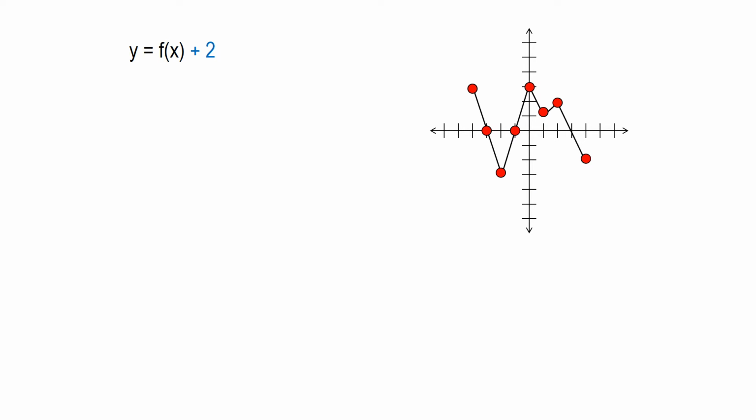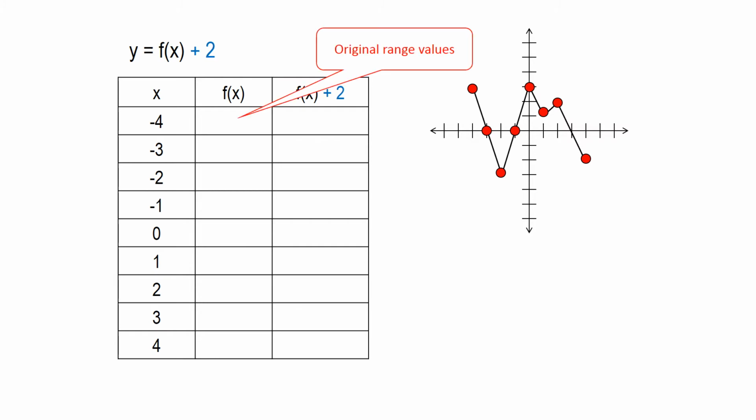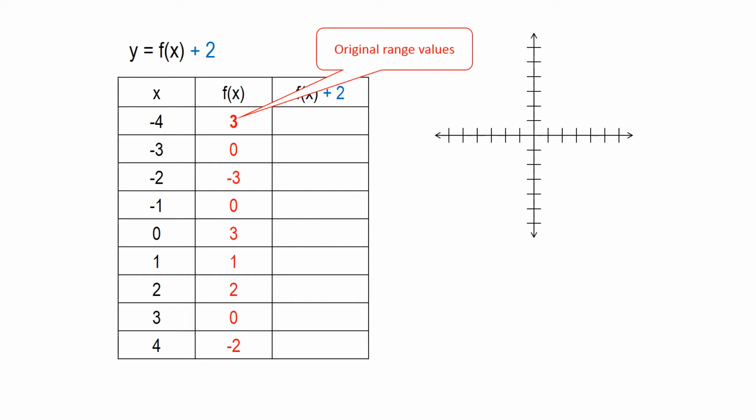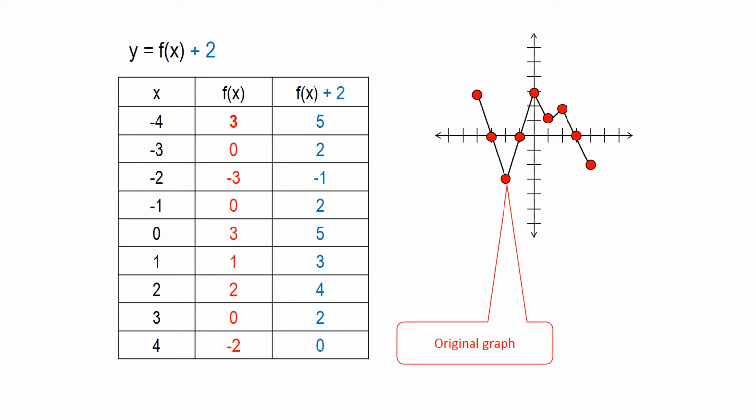All right, so here's our first transformation, and it has y equals f of x plus 2. Again, we have the original function because that's the one that we are transforming. We want to create a table with the domain and range values. So I'm going to use the original values from our first page. So this is where we're starting. Now we are going to transform these values by adding 2 to each of the f of x numbers. So here we have it. When I add 2 to each of the y values, these are the corresponding values for my new graph. So this is what I started with.